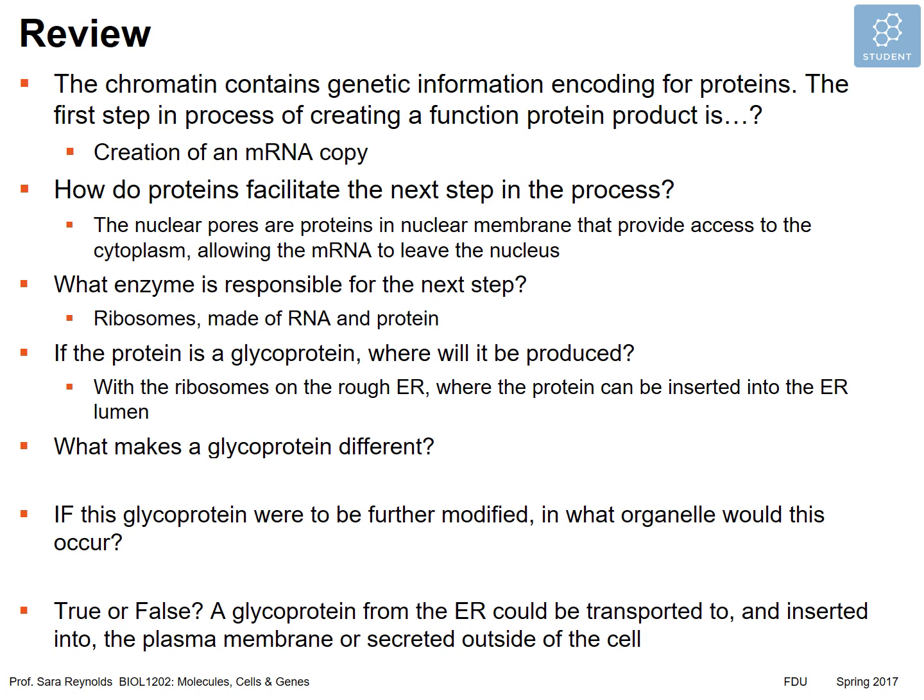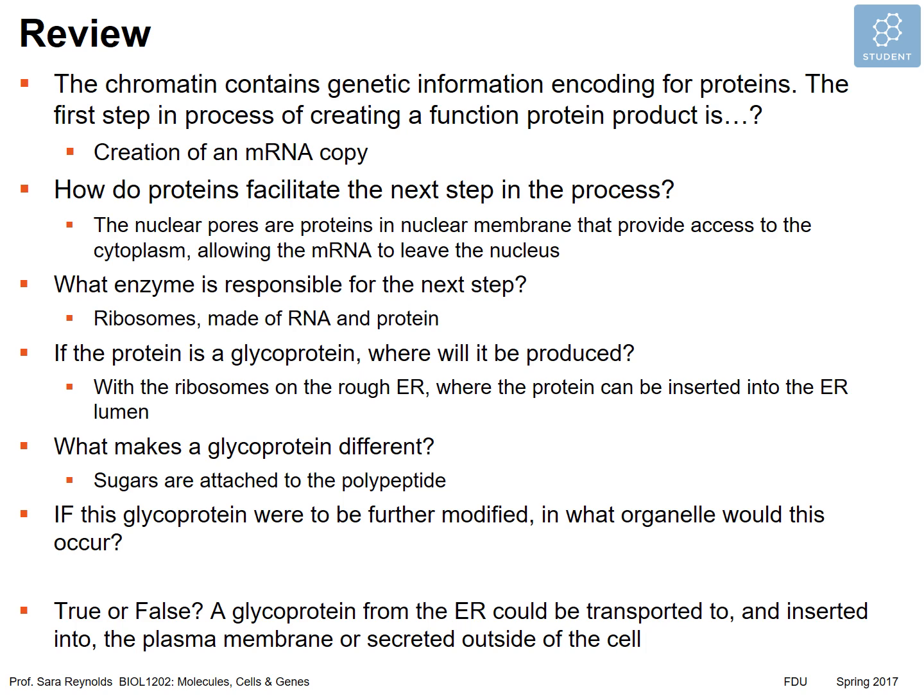So what I'd like to know is what makes a glycoprotein different? Sugars are attached to the polypeptide. Glycoproteins are produced just like any other protein, but when they're produced, they're inserted into the membrane of the rough ER. That insertion allows it to pass into the lumen. That's the space inside of the ER, separate from the cytoplasm. Within the lumen of the ER are enzymes and carbohydrates that can be attached to the polypeptide.